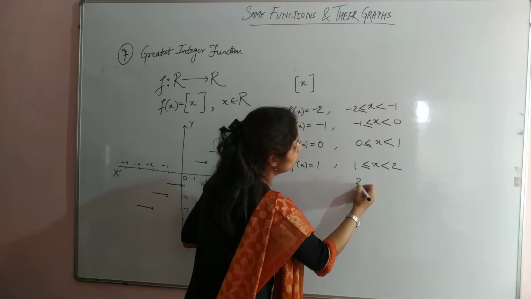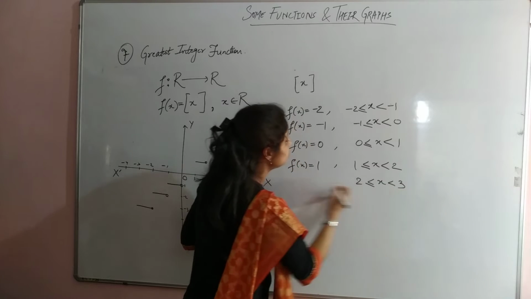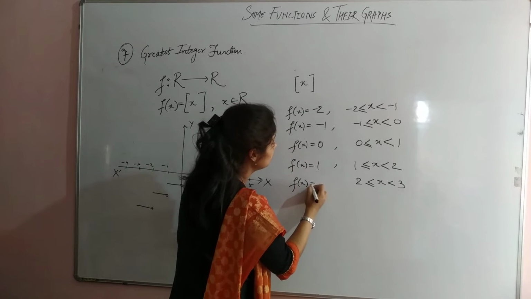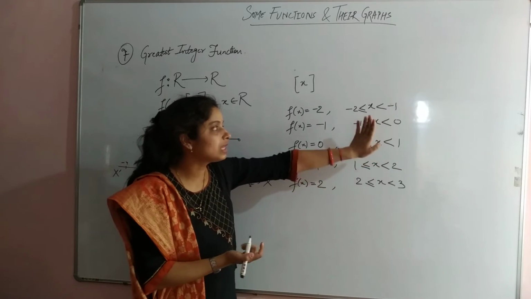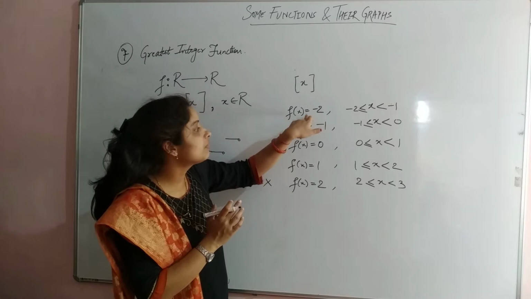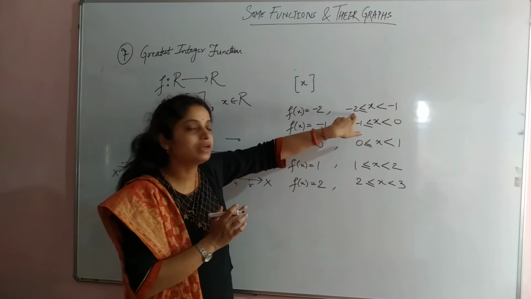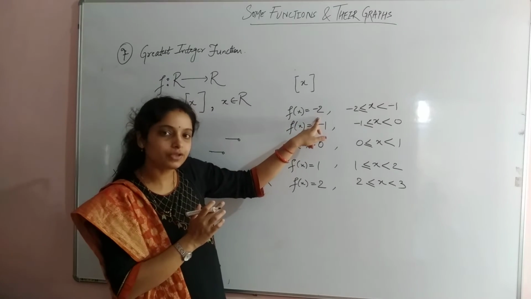Now let us take more. For 2 less than or equal to x less than 3, the f(x) value is again 2. So we can clearly see that if x lies in a semi-closed interval, the f(x) value is always taken from the left side. The left side coordinate is the value of f(x).